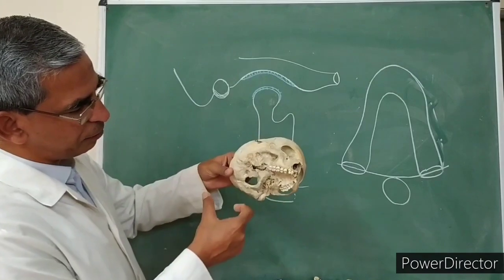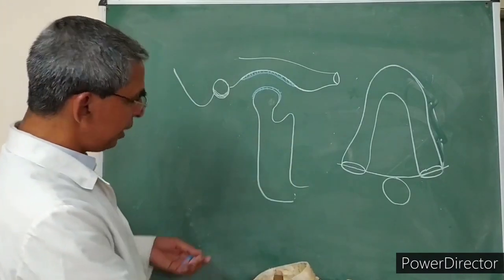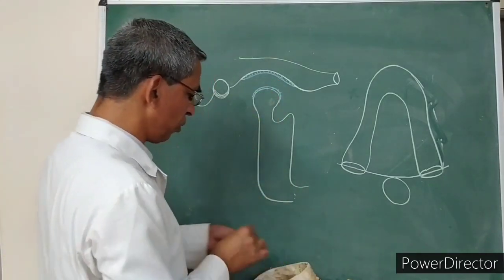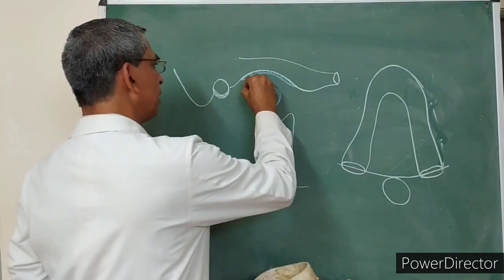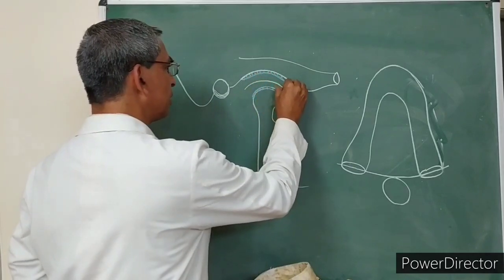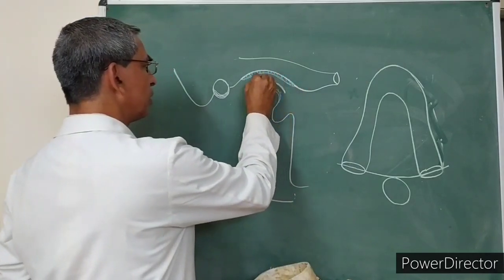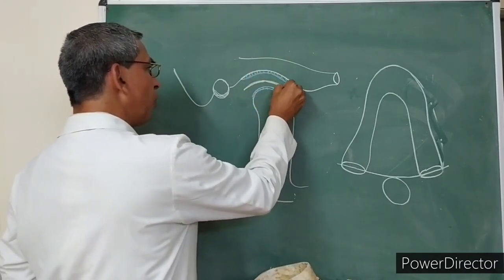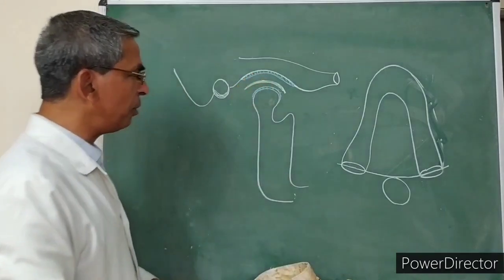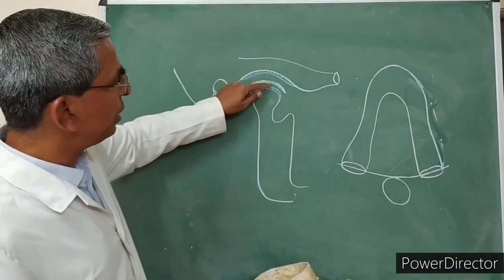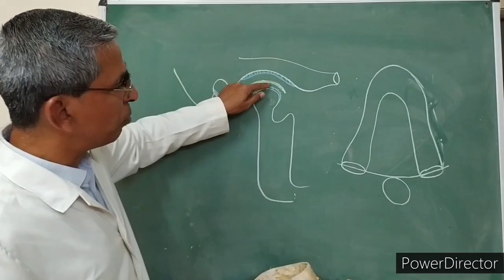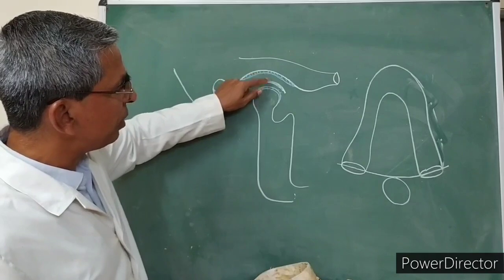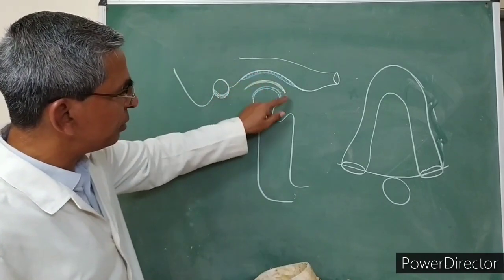In between there is a disc, the intra-articular disc. This intra-articular disc divides the whole joint cavity into two compartments. The upper compartment is known as the menisco-temporal compartment, and the lower compartment is the menisco-mandibular compartment, due to the presence of the disc.